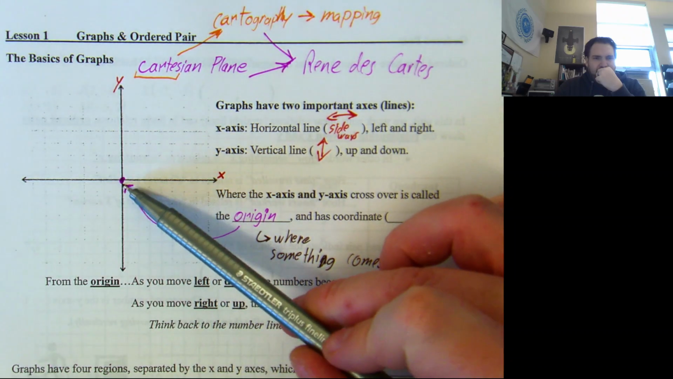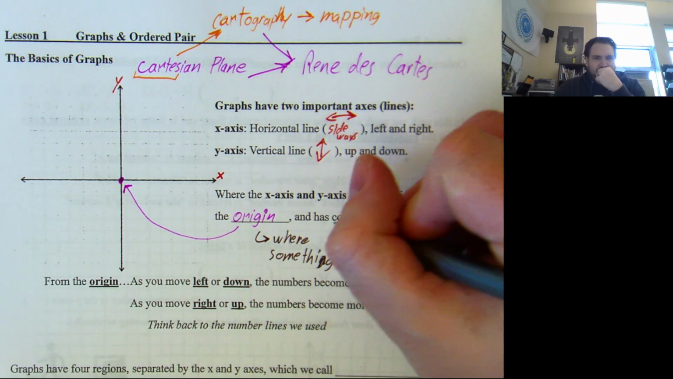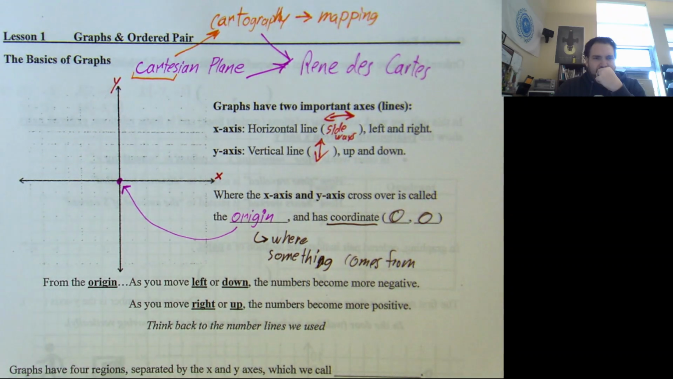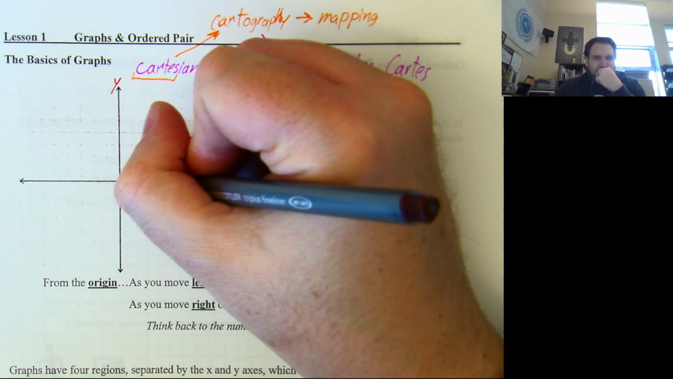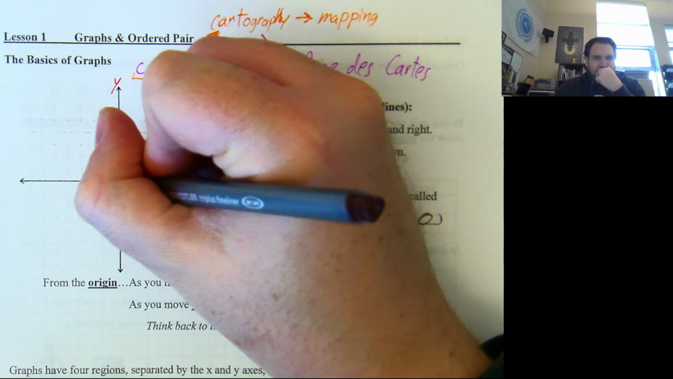If this point right here where the X and Y axis cross is the beginning of something, that beginning has a particular label or a coordinate. Does anyone know what that coordinate is? Yes, 0, 0. Everything starts there and then gets labeled from that point.